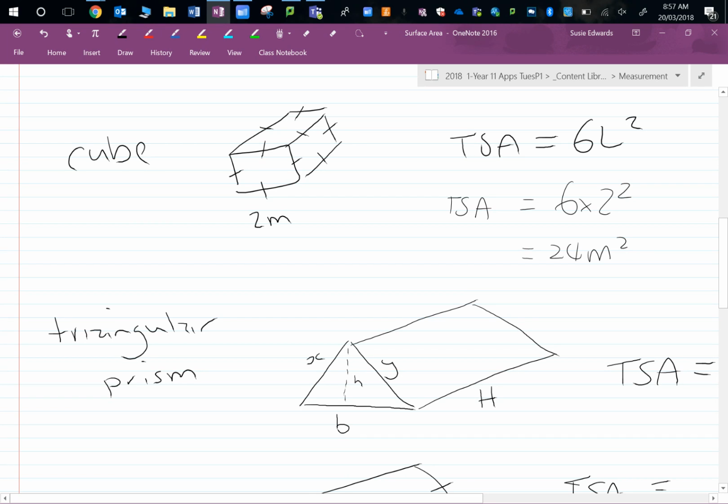Anytime you look at a triangle and you go, I don't know one of the lengths, always ask, is it a right angle triangle? Could I use Pythagoras to find one? Yeah? All right, so how would I find the area of this? 2 lots of the triangle, so 2 lots of half base times height, plus h times y, because we've got that rectangle, plus h times x, because you've got that rectangle, plus h times b, because you've got the bottom rectangle, okay? Rectangle, rectangle, rectangle.